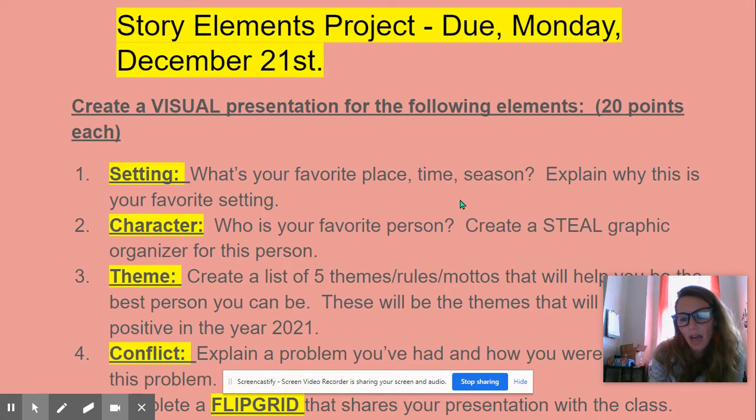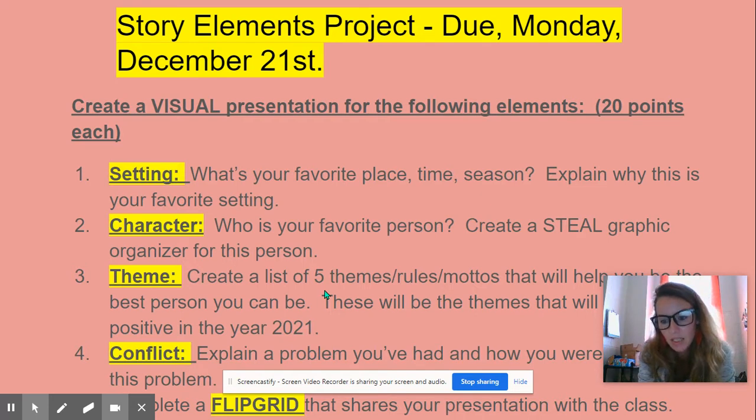The next thing that you're going to look at is theme. Theme can be a little confusing for you guys. So we're going to have some more practice with this tomorrow as well on our FlowCab lessons. But your goal for theme is to think about 5 themes, rules, or mottos that are going to help you be the best person you can be. So I want these to be positive so that we can start the year 2021 on a positive note. And remember that themes are lessons that you learn.